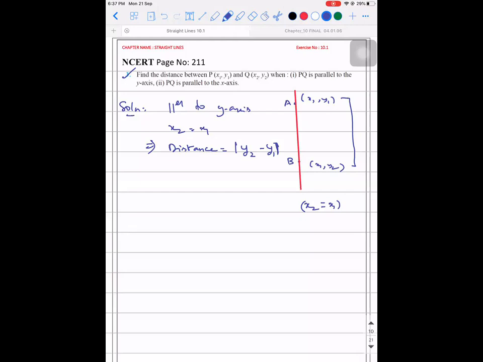It is very simple, guys. What is the formula for distance? Root of (x2 minus x1) the whole squared plus (y2 minus y1) the whole squared. So x2 is equal to x1, this will be 0. So you will have y2 minus y1 under a root, which will be the modulus. That's it. Similarly, when PQ is parallel to the x-axis, it will be the modulus of x2 minus x1.